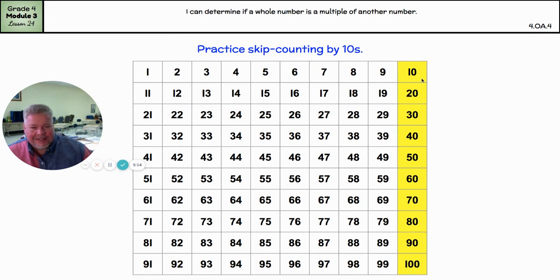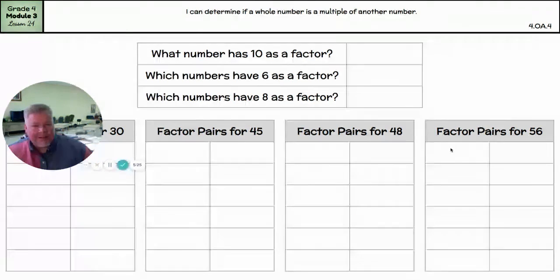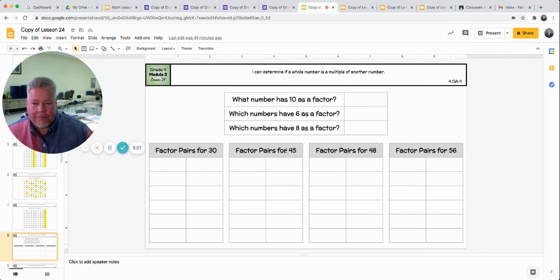Skip counting by tens is easy, isn't it? 10, 20, 30, 40, 50, 60, all the way to 100. Obviously, the ones place of all the multiples of 10 has a 0 in it. Okay. I want you to take a look at the next slide now, and I'll do some practice problems with you for your homework.